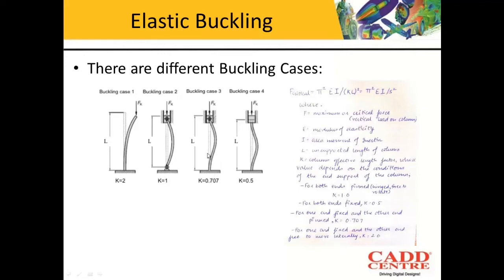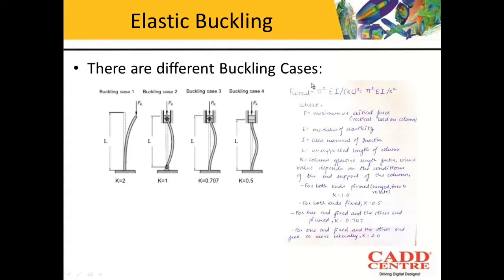In the third condition, if one end is completely fixed and the other end is pinned, you can see over here, one end is completely fixed and the other end is pinned, K value is taken as 0.707. And the other condition is, if both the ends are completely fixed, the K value is taken as 0.5.